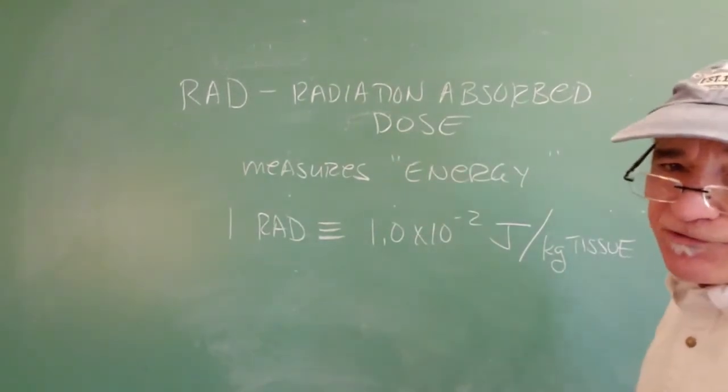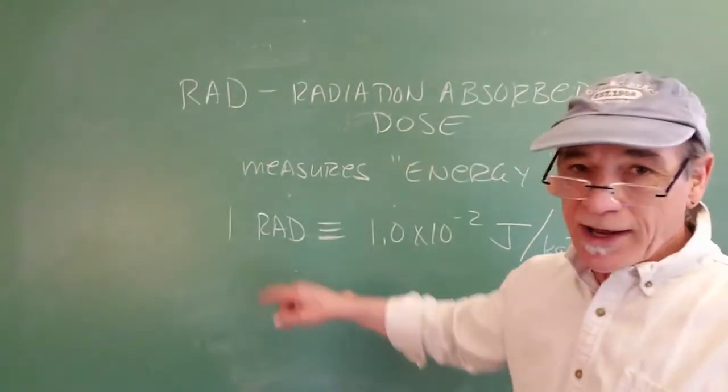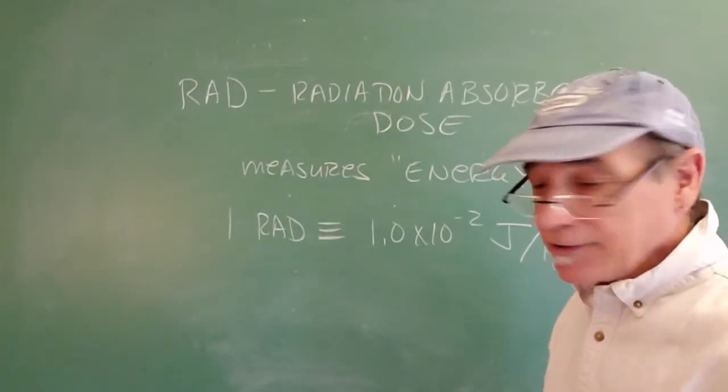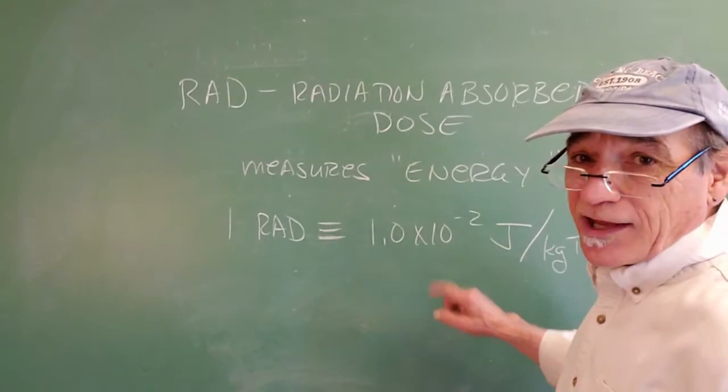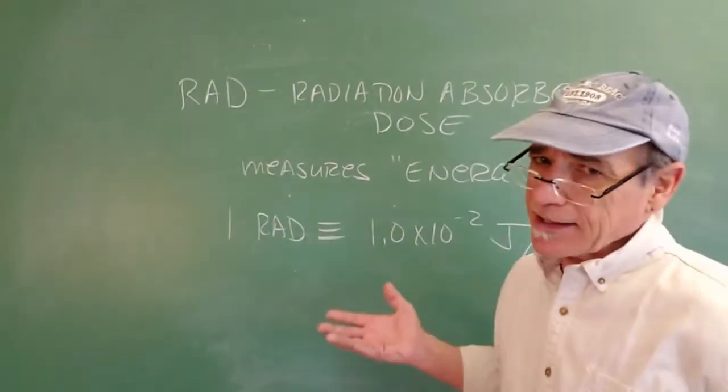So say you weigh 50 kilograms and you're exposed to 1 rad of radiation. Well, 1 rad is this many joules, 50 kilograms times that, half a joule. Not a lot of energy.